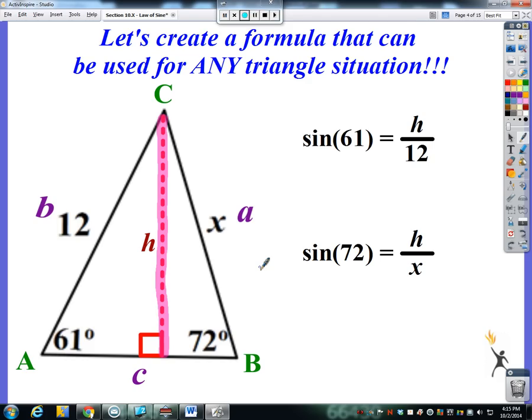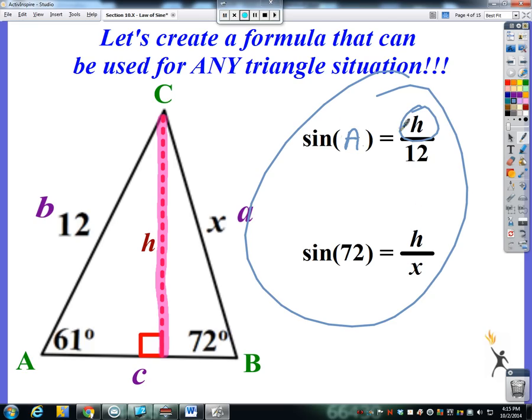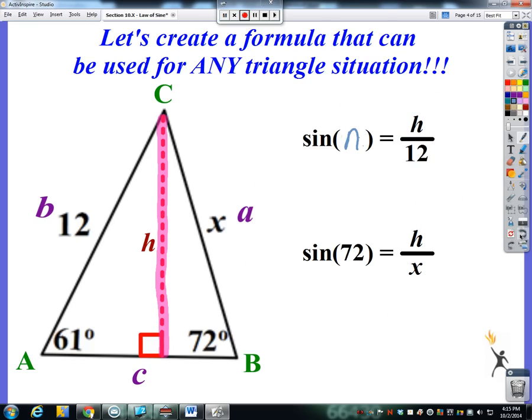Okay, so here's what I want to do. Instead of using these numbers, because we're not always going to have a 61 and a 72 degree angle, we might have different angles for different triangles. So let's get rid of the 61. Which angle was really the 61 degree angle? Well, that was angle A. So instead of saying sine of 61, I want to say that was really the sine of angle A. H. Now, H really isn't any of the sides, but we need to use it. It's our connecting link between these two problems, because you'll notice, hey, they both have H's. There's the bridge.